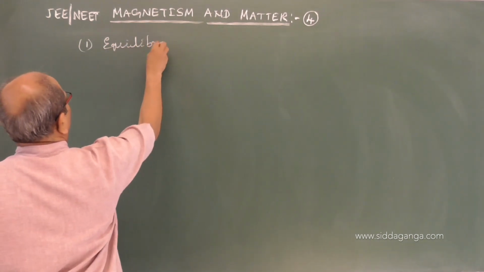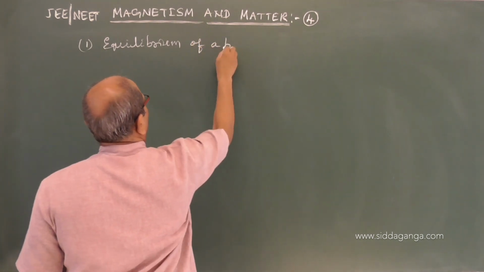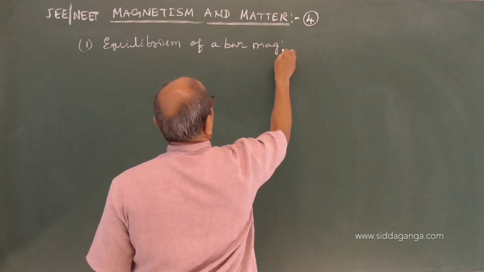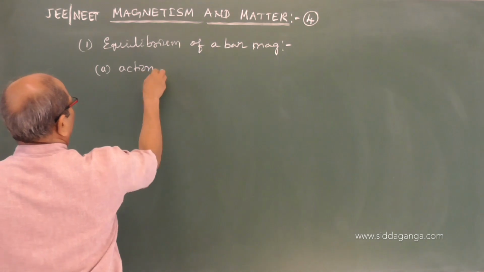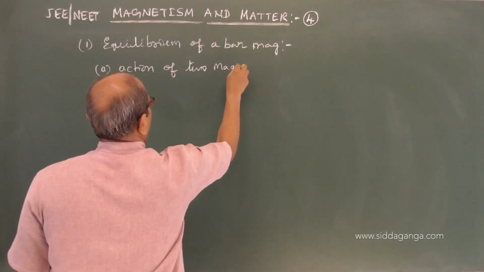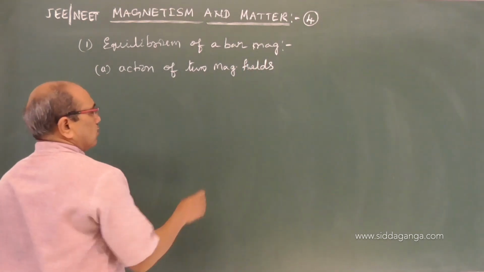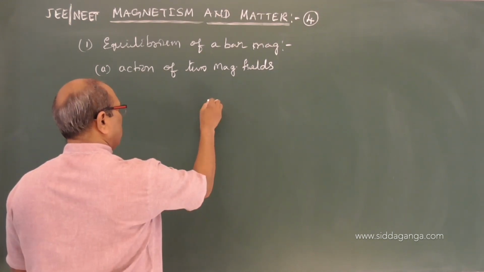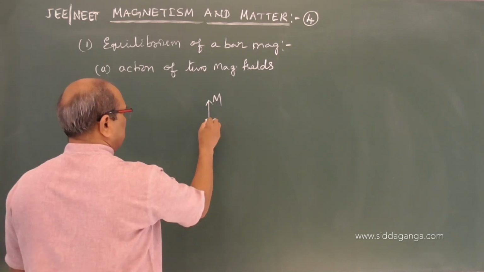Equilibrium of a bar magnet under the action of two magnetic fields. So let us imagine the bar magnet may come to equilibrium under the influence of two fields.